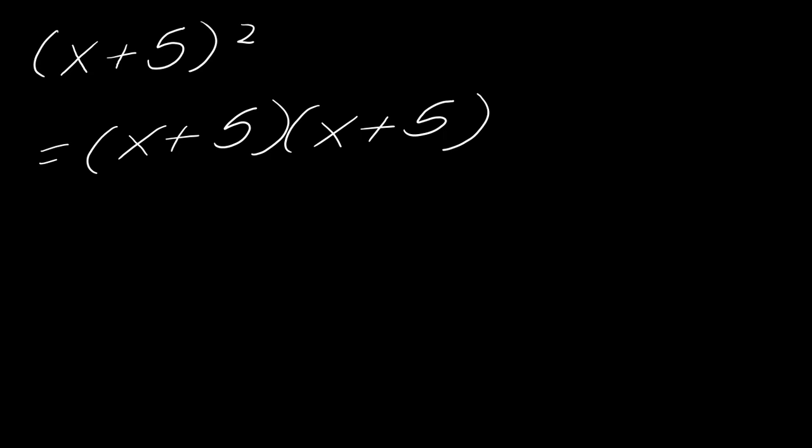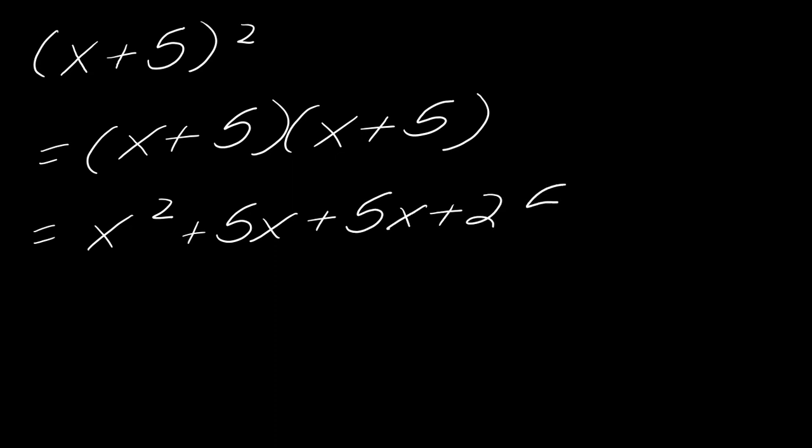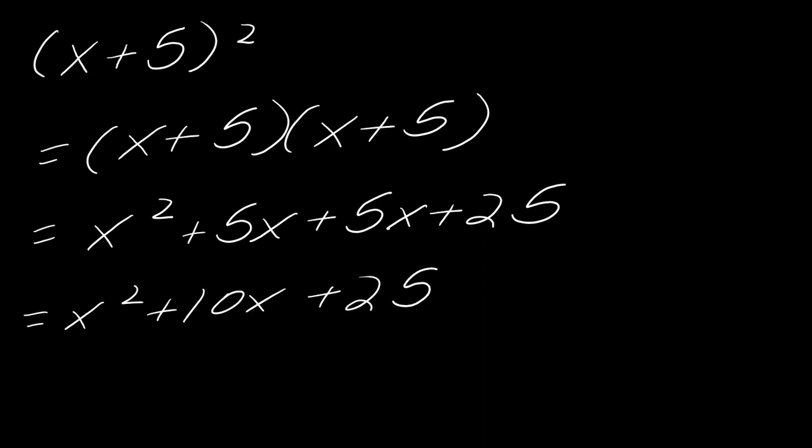Okay, so let's go ahead and do that then. I'm going to have the x times the x, which is x squared, x times 5, which is 5x, 5x, and then we'll have 25. So there's everything if I multiply it all together. So I get x squared plus 10x plus 25.